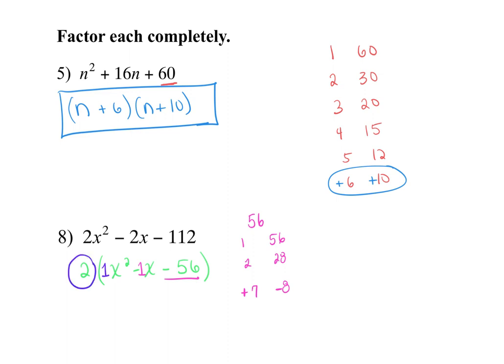When you have taken out a common factor, that is part of your answer. So make sure you bring it down. And then you're just going to have a +7 and a -8. And again, you're done with this one. This is your answer here.